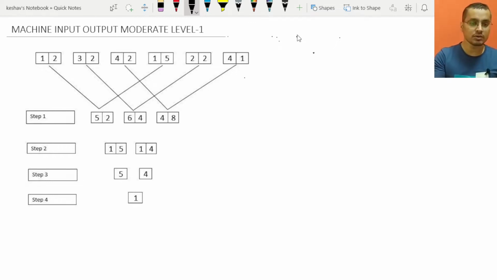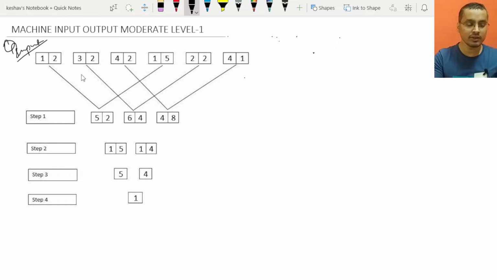So the first question is this. In the first question, this will be the input. First of all, let's understand what the question gives. This is the input, then there are 4 steps, and in each step some logic has been applied. But in any of the steps none of the logic will be repeated. In all the steps different logic has been applied.